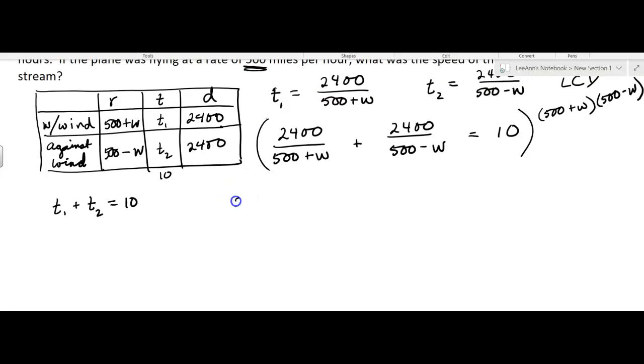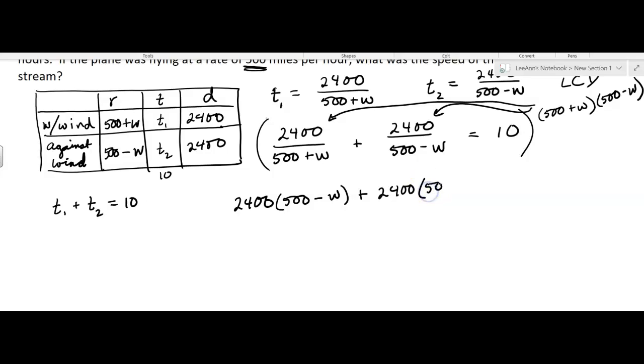All right, so now I'm going to have 2,400. I'm bringing this in times this expression. The 500 plus W is going to cancel, and then I'll have 2,400 times 500 minus W. Plus, then I'm going to bring it in here. I'm going to have 2,400. The 500 minus W's are going to cancel, so 500 plus W equals 10 times 500 plus W times 500 minus W. So that's the LCD times 10. Okay, those are some numbers.